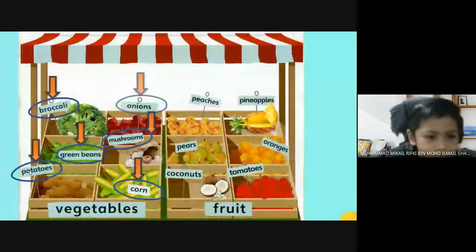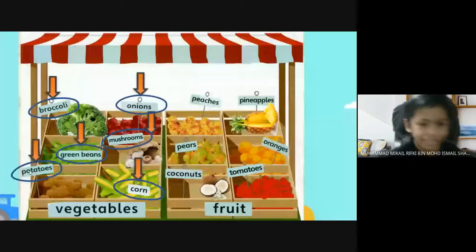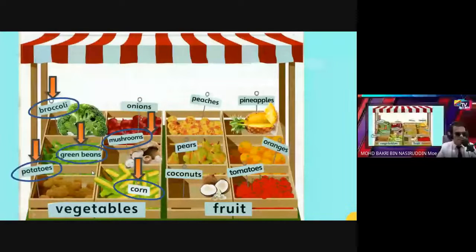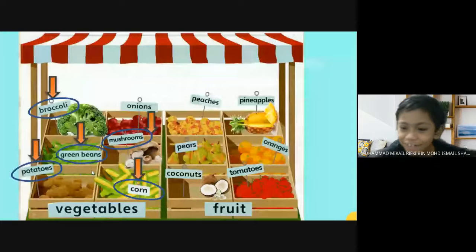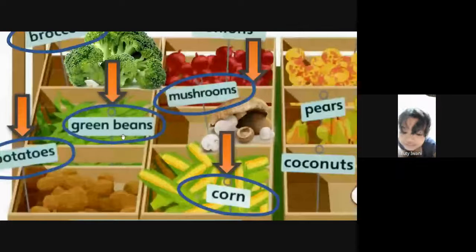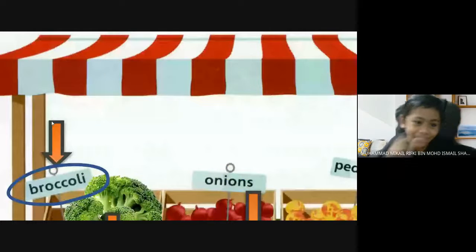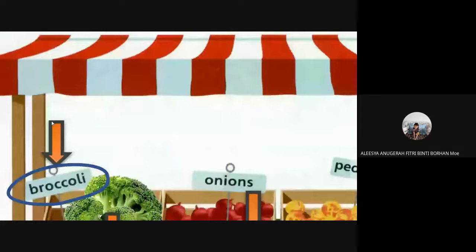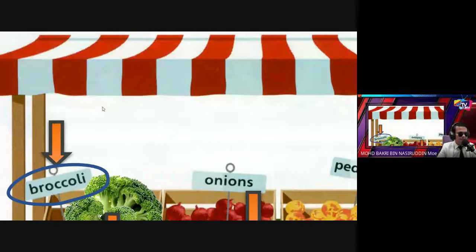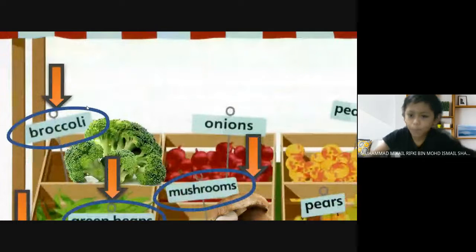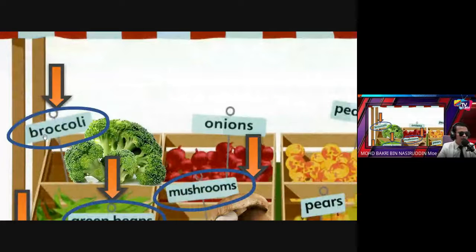Saya tak suka bawa dia tu. Keras sangat. Oh, broccoli is not your favorite? No. Okay. I like broccoli. Oh, your broccoli is your favorite vegetable. Alright. Okay. Now, let's spell broccoli. B R O C C O L I. Broccoli.